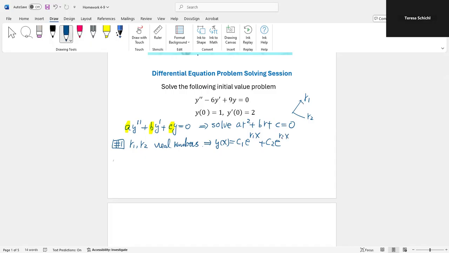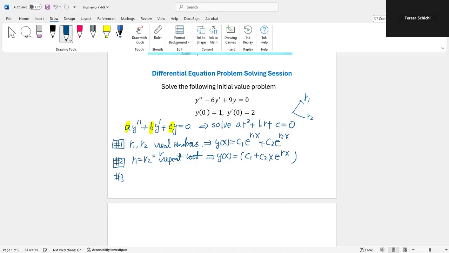All right, so how about situation number 2 here? If r1 equals r2, then we say this is a repeated root. Then my general solution will be y of x equals c1 plus c2 x, times e to the rx here, right? So if r1 equals r2 equals r, it's a repeated root. That's what I can write here.